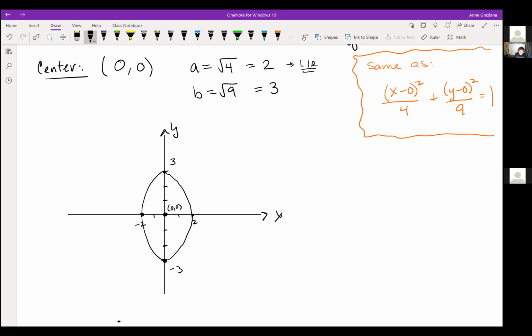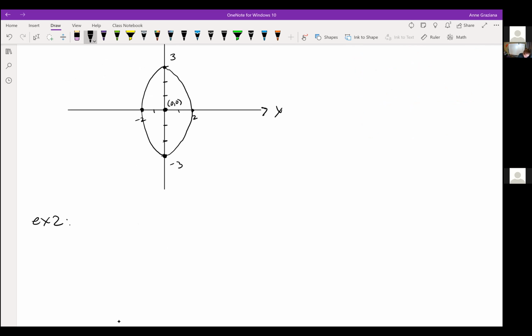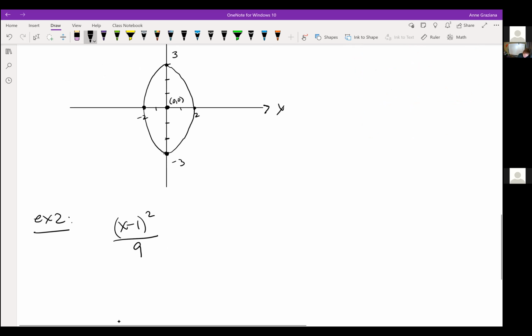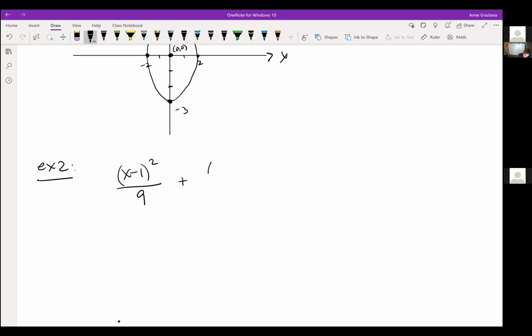All right, let's do one like this. So example 2, x minus 1 squared over 9 plus y plus 5 squared over, let's make this interesting, let's do 25.